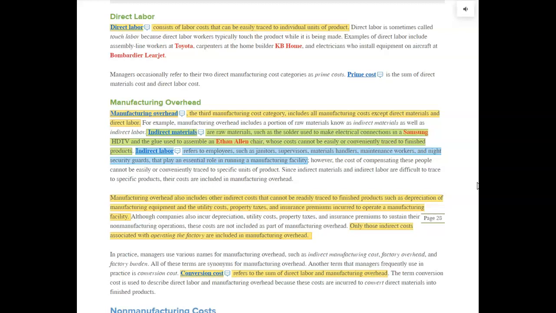So that would be depreciation on the factory building. It'd be the utilities on the factory building. It would be the supervisor's salary. Talked about that a minute ago. It would be insurance on the equipment and the building. It would be things like property taxes on the building and so forth. So everything else that is a manufacturing cost that you're incurring because you're manufacturing a product, after you take away direct materials and direct labor, that is called manufacturing overhead.